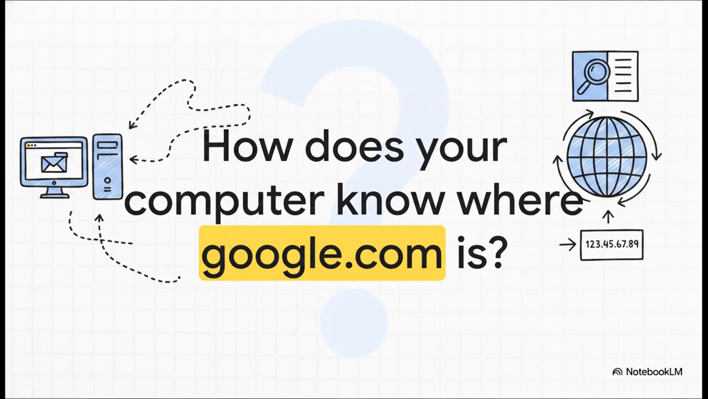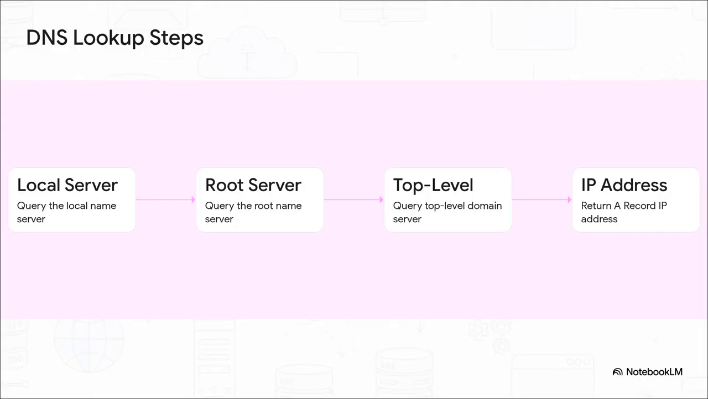We need a translator. And that brings us to DNS, the domain name system. It's essentially a massive hierarchical distributed database. The second you type a URL, your computer's resolver software springs into action. First, it taps your local name server on the shoulder and asks for the IP address. If the local server is like, I don't know, the query moves up the chain to a root server, which then points it to a top-level domain server like the big boss in charge of all the .com addresses.